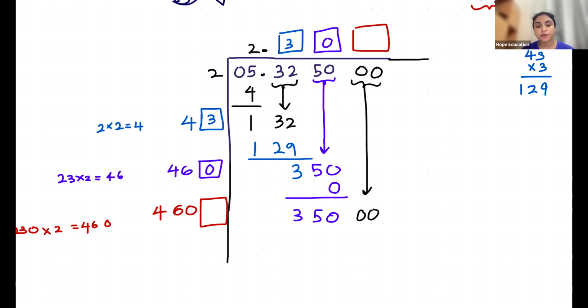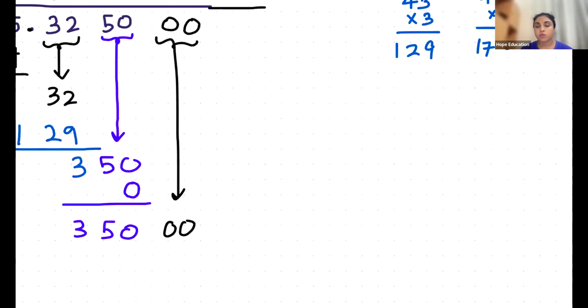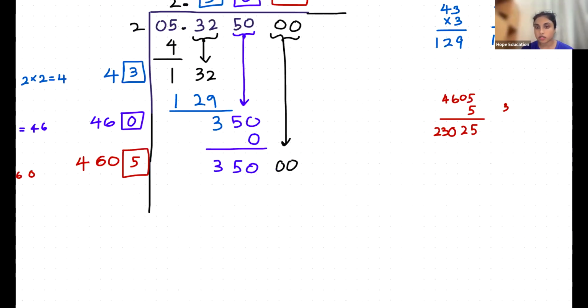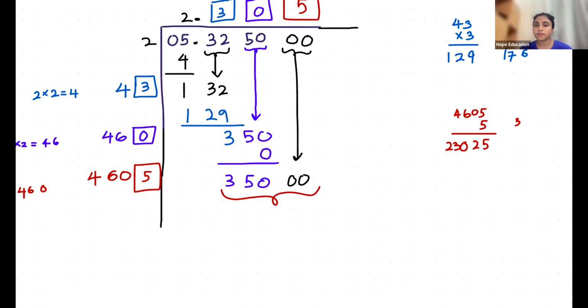Let's try putting 5. 4,605 multiplied by 5. 5 times 5 is 25, 2 remaining. 5 times 0 is 0 plus 2, 2. 5 times 6 is 30, 3 remaining. 5 times 4 is 20 plus 3 is 23. So we have 23,025. But we need 35,000. So this doesn't seem enough, no? So we will try putting 6.